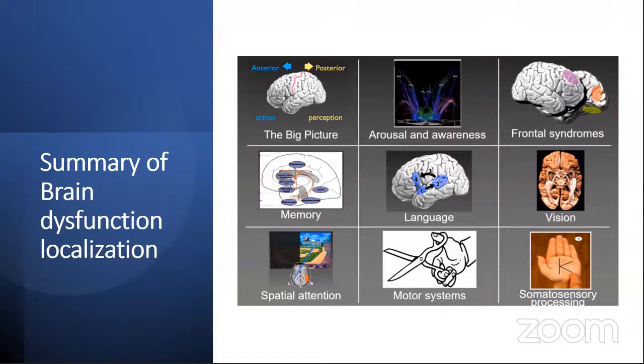We also discussed memory, language, and we had problems with the language. We discussed in detail dysarthria, aphasia, then how to localize visual disturbances. We discussed at length. Then we had some discussion on spatial attention, motor systems, and the somatosensory system. These all we discussed in the last class, localization.